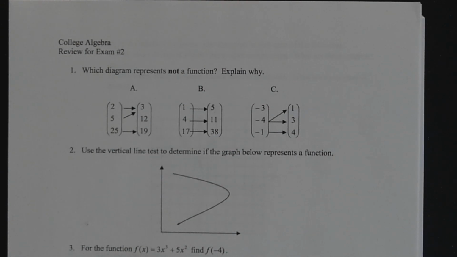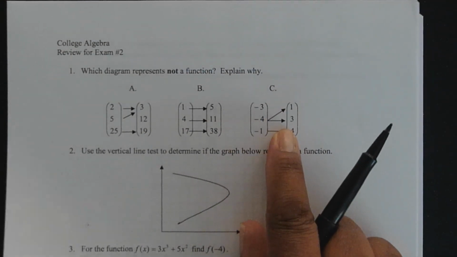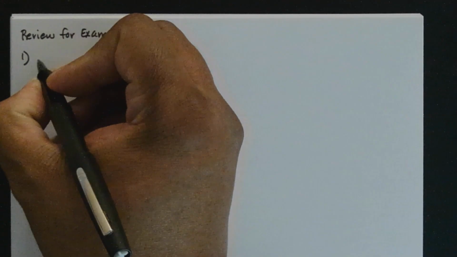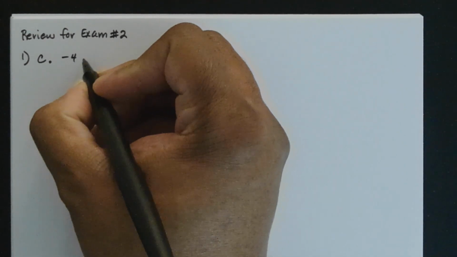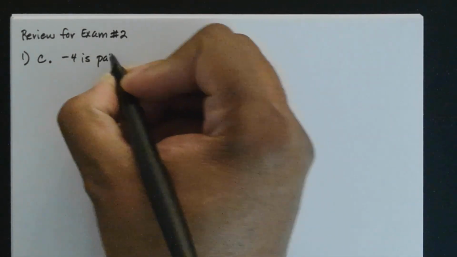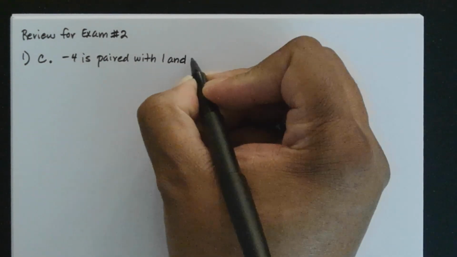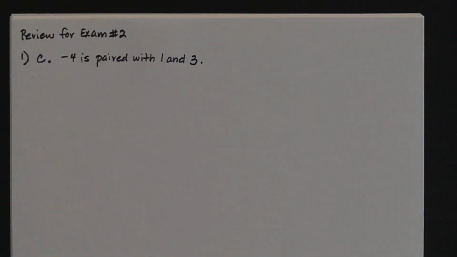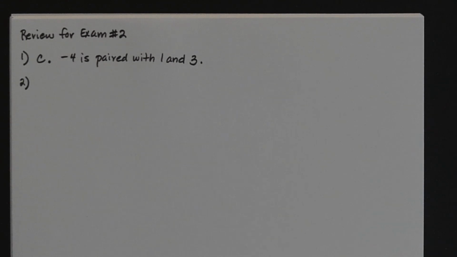Okay, so by looking at that, the diagram that would not be a function is C. And you can see here that -4 is going to +1 and +3. So you can say here that graph C is not a function. And probably a good reasoning for that would be that -4 is paired with 1 and 3. That's something that you can write as a reason why mapping C is not a function. Okay, so that's problem number 1.